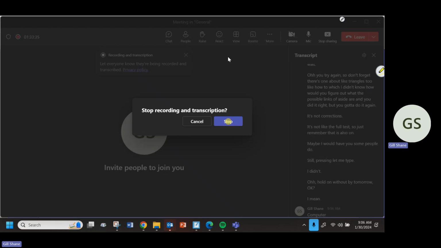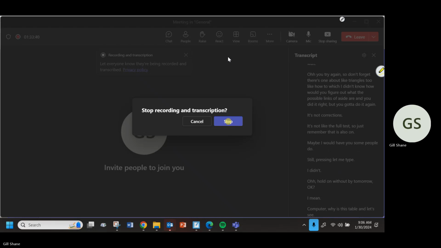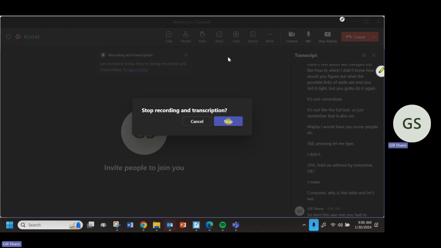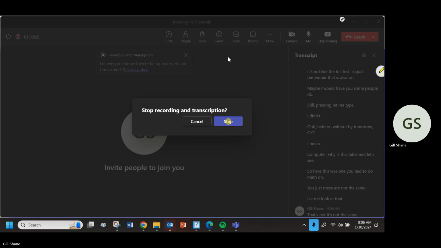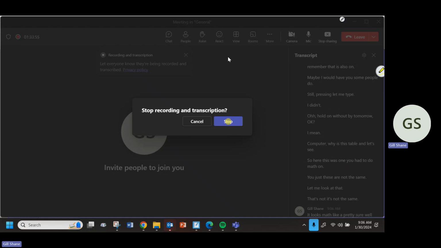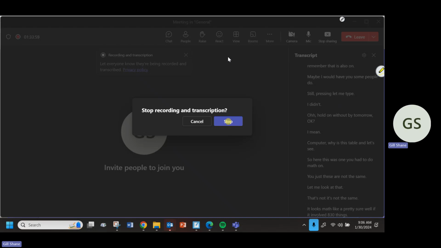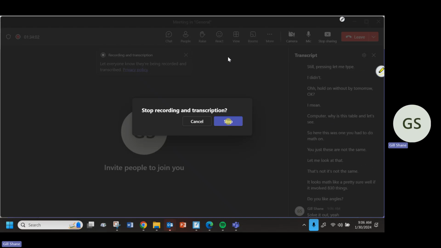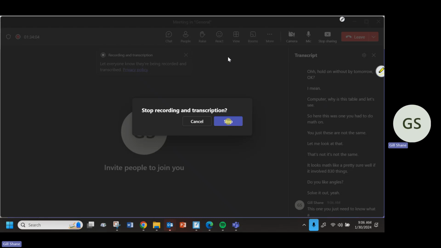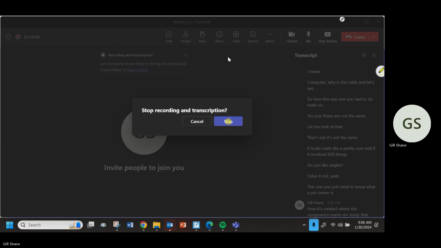Why is there stuff on our table? Let's see. So here, this was one you had to do math on. These are not the same length, I mean, look at that, that's not the same. Math, I'm pretty sure it involved right angles, so solve it out. This one, you just need to know what a circumcenter is, how it's created, where the congruence marks are. Study that.